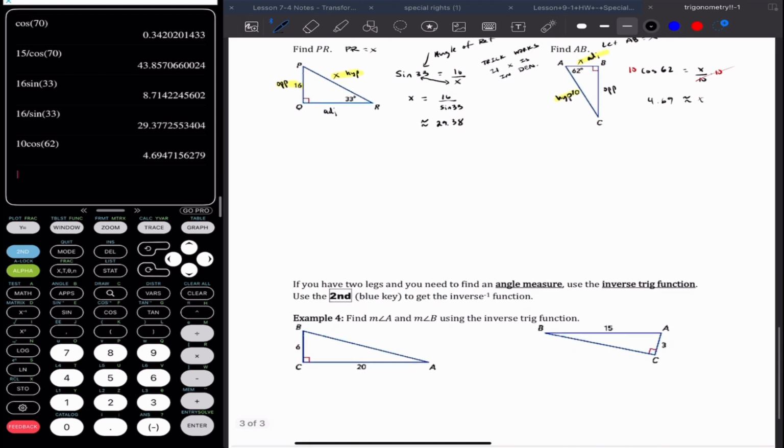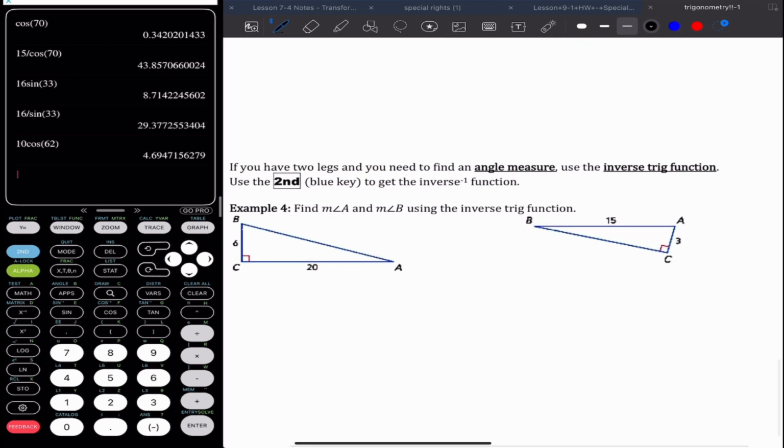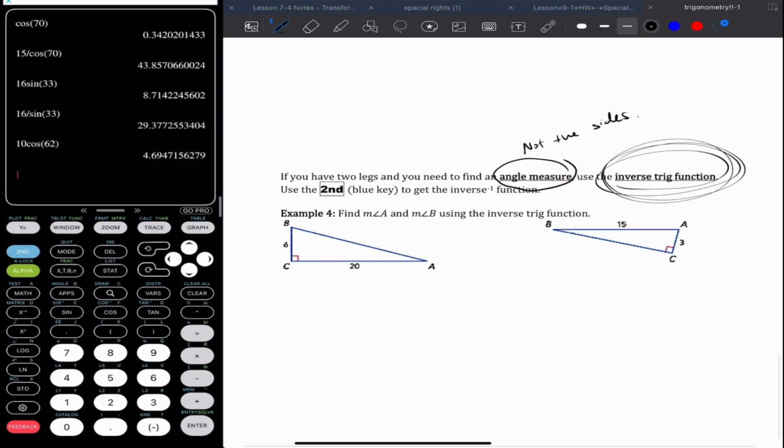All right, here we go. Last thing, if you have two legs and you need to find the angle measure, not the sides. I'm gonna make this important. It's not the sides you're dealing with, not the sides. Use the inverse trig function. And to do that, you use the second key, which is the blue key, to get the inverse function. Inverse minus 1 function.